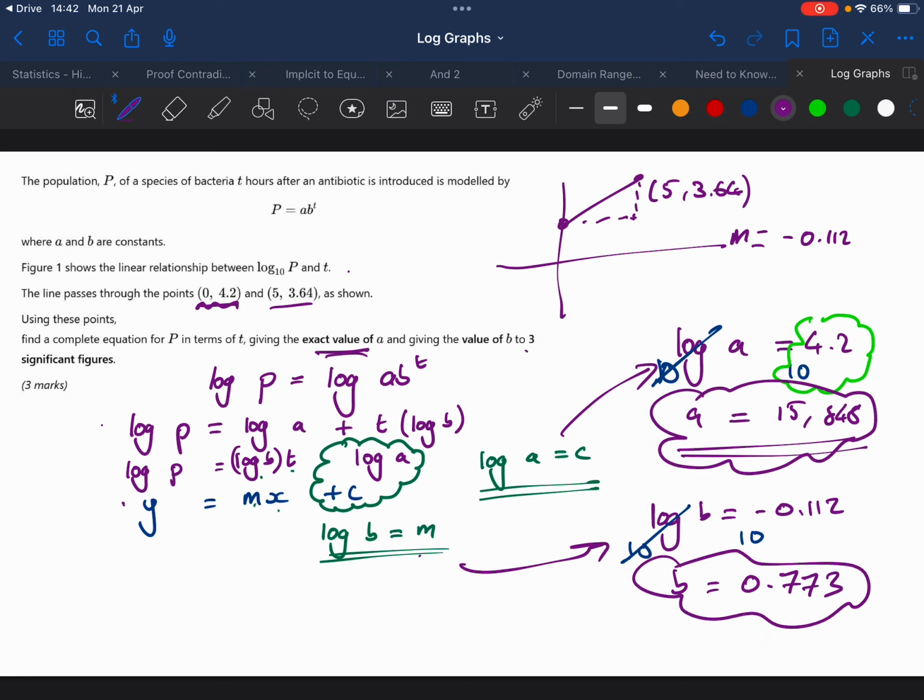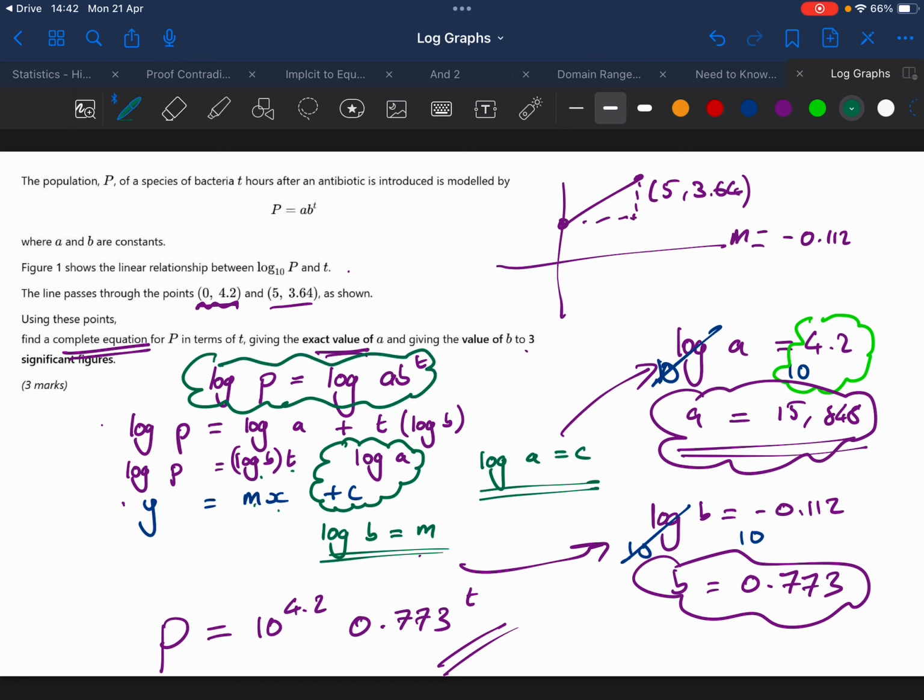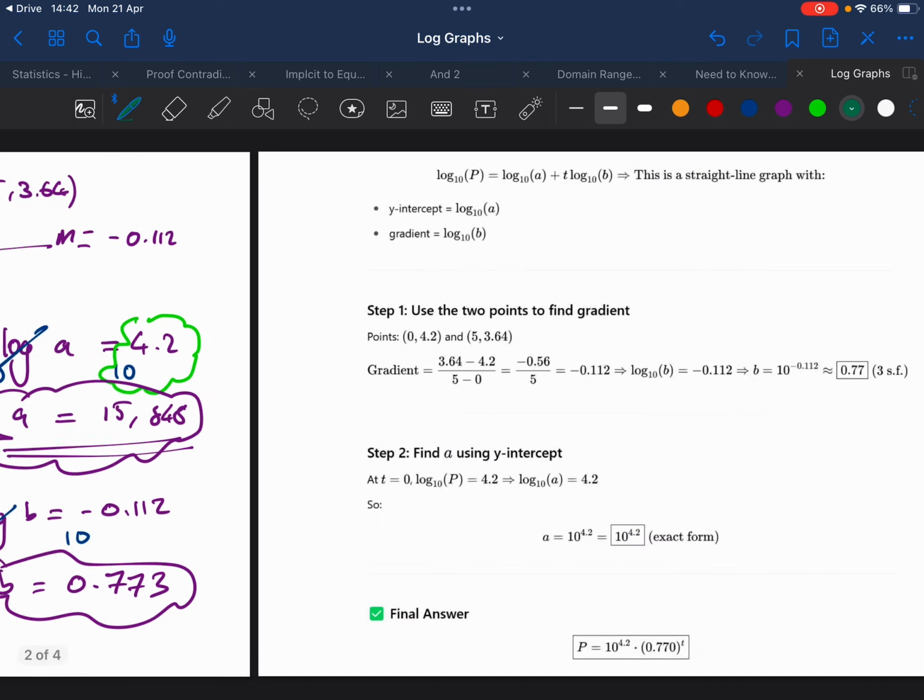Okay, so what do you do once you've got these? They've asked us here for a complete equation. That's quite a common question. That means you write the thing again, but with all the constants that you know written in. So A in exact form, they want this. So I'm going to write 10 to the 4.2, and B is 0.773 to the power of t. So that's what we would have to do, something like that. Applying the log rules from whatever they give you at the start and matching it up, I always find is a very, very quick way of answering these questions.